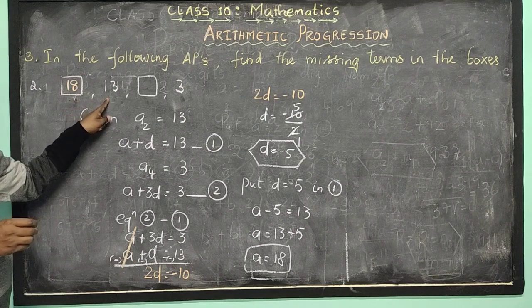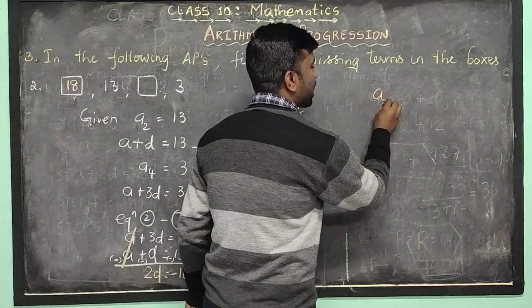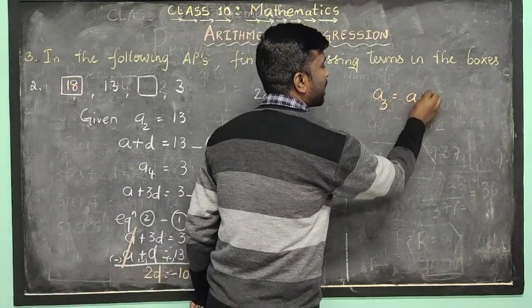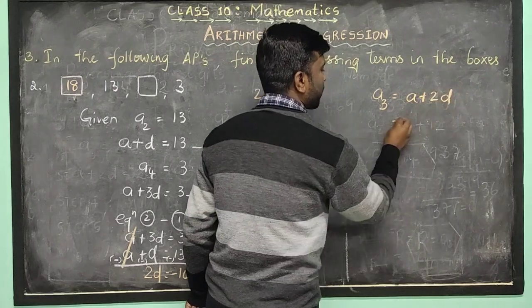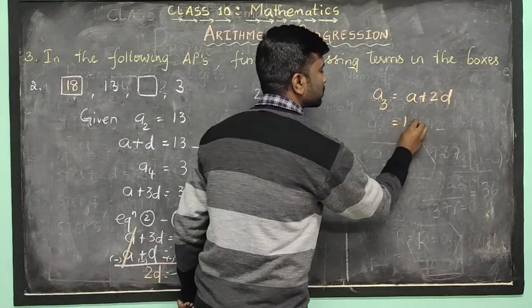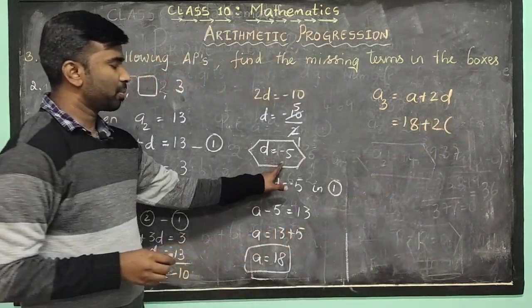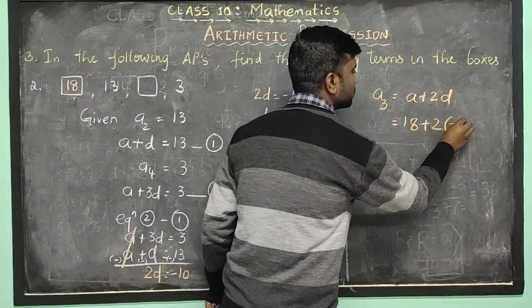Second term is 13. Third term A3. By using the general form, A3 is A plus 2D. What is the value of A? A is 18, plus 2 times the value of D. D is minus 5.